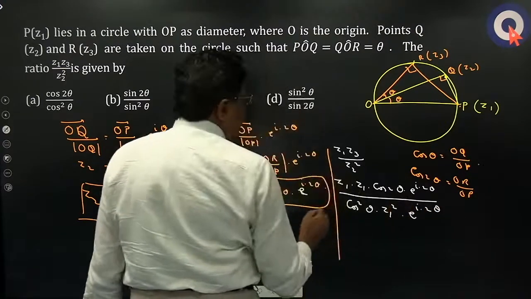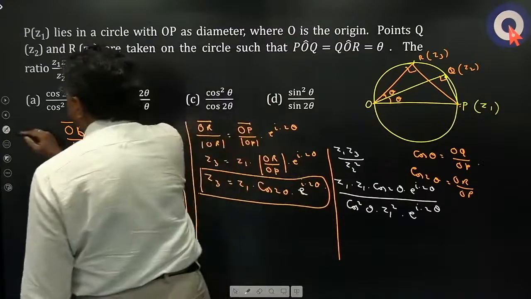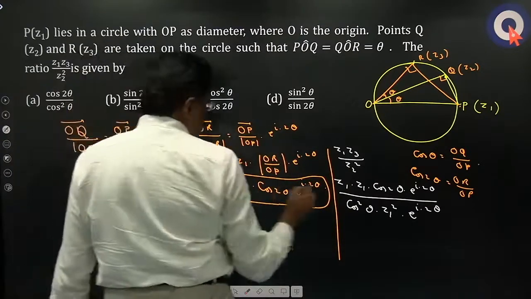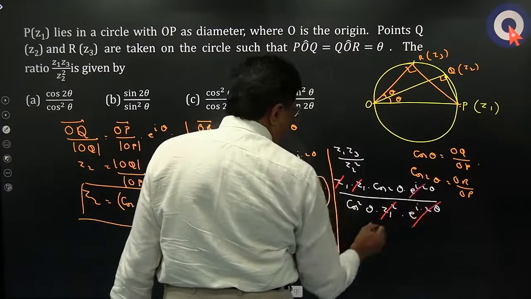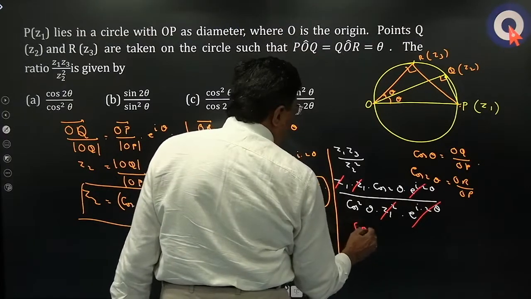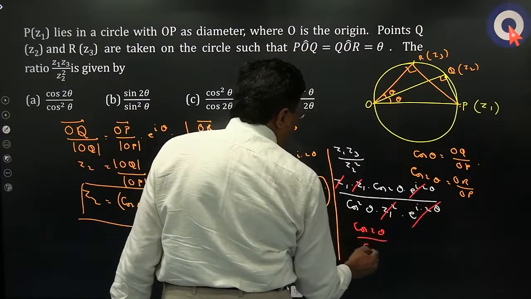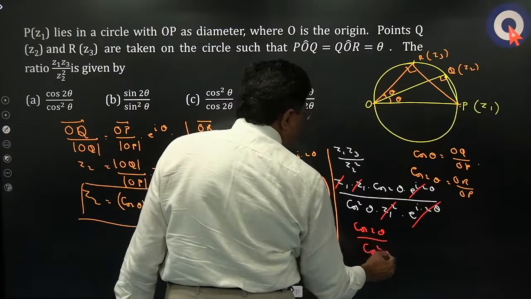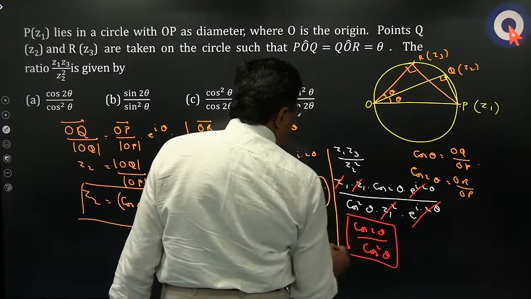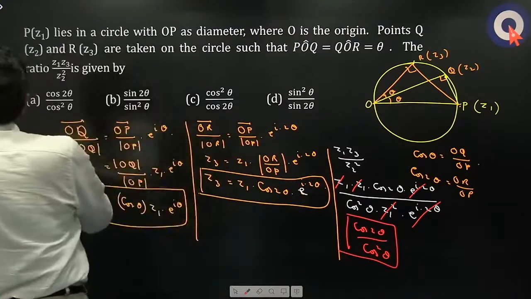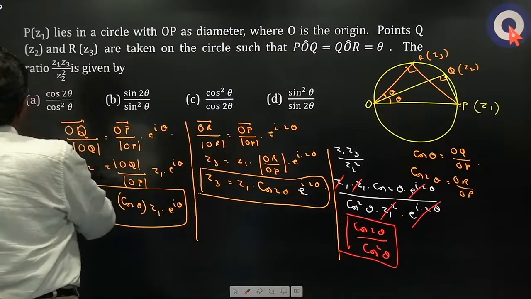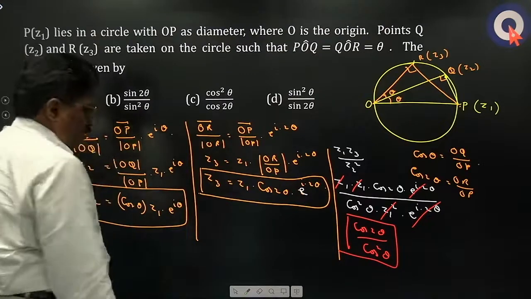So we can cancel Z1 square, and e power i 2 theta is cancelled. What we are left with is cos 2 theta by cos square theta. So option A is correct. All right.